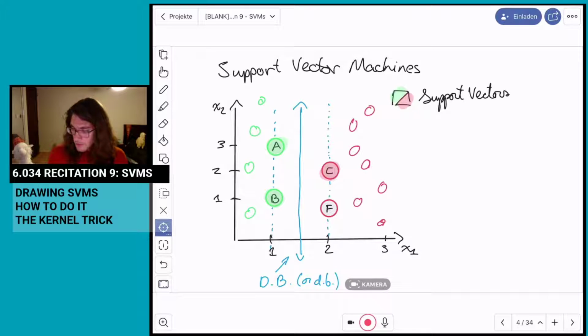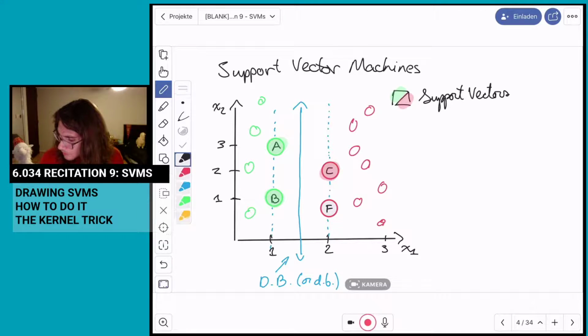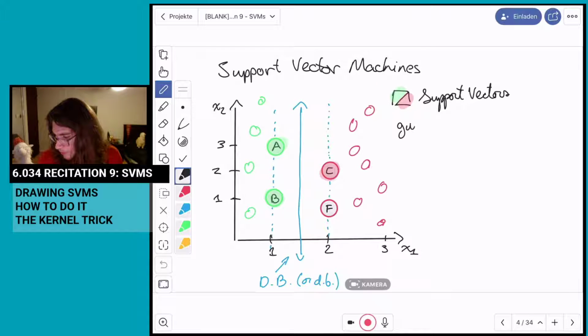Okay, so we have the support vectors. I know I haven't explained why this one isn't highlighted, but I'll get to it in a couple minutes after labeling a little bit more. We have the support vectors, we have the decision boundary. Now I need to label the gutters. And the gutters are these lines, or these dotted lines.